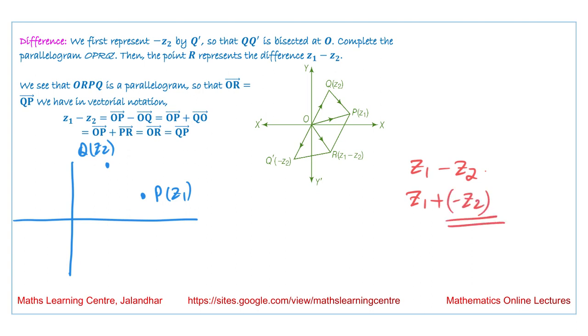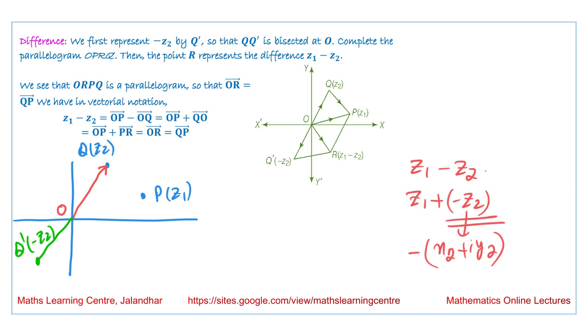Now what is minus of z2? If z2 is the number x2 plus iota y2, then minus of z2 will be this number. So if z2 is this vector, then minus of z2 will be the vector in the opposite direction. This is the point, say Q dash, which represents minus of z2.